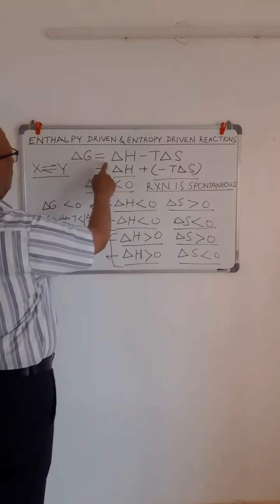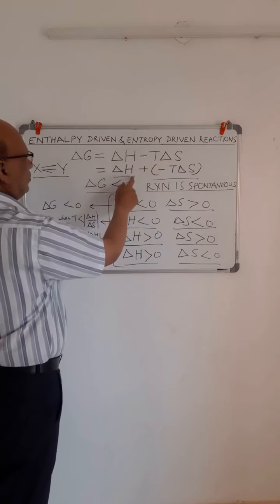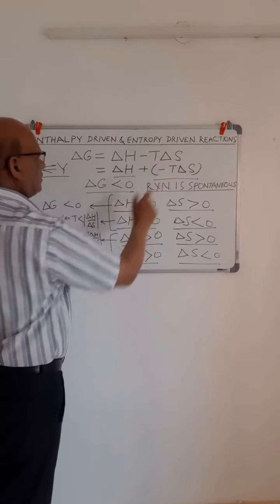Now delta G can be expressed as delta H minus T delta S, which can be expressed as the summation of two terms, that is delta H and minus T delta S.